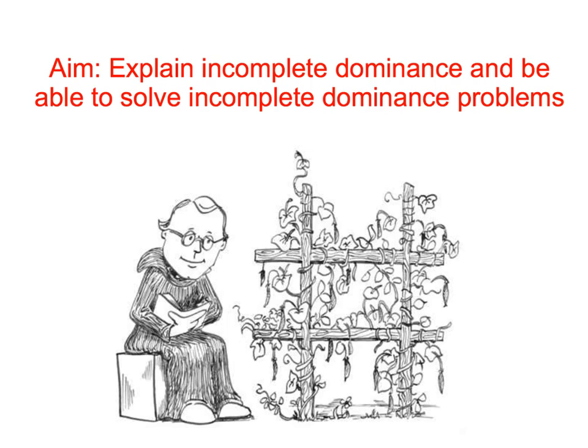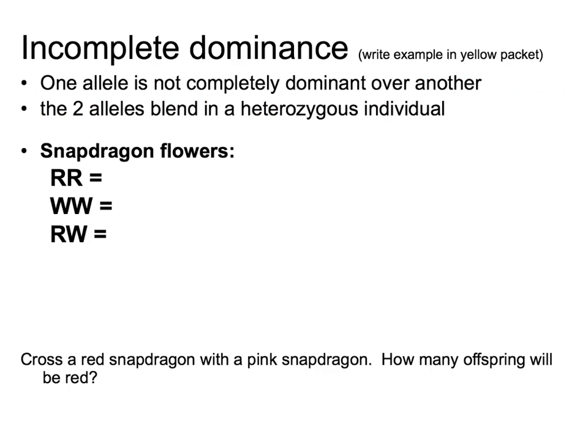All right, so our aim with this is to explain incomplete dominance, which is what I'm going to go through in this video, and be able to solve for incomplete dominance problems. All right, with incomplete dominance, there are some rules that we have to remember. One allele is not completely dominant over the other, all right? And so when we get a heterozygous individual, we get what we see as a blending, okay?